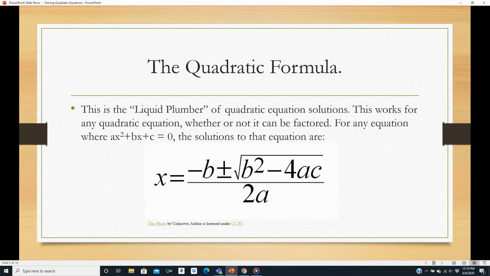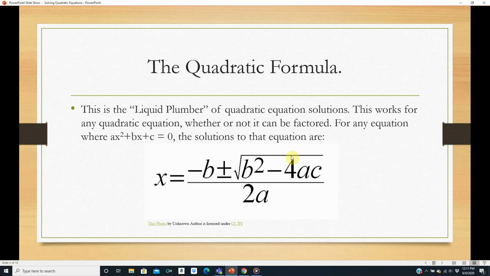The quadratic formula. This is the liquid plumber of quadratic equation solutions. Notice I spelled plumber properly, so it's not the trademark used by whatever chemical company owns the rights to the consumer product that I'm certainly not talking about. Anyway, this works for any quadratic equation, whether or not it can be factored. For any equation where ax squared plus bx plus c equals 0, the solutions are x equals negative b plus or minus the square root of b squared minus 4ac, over 2a.